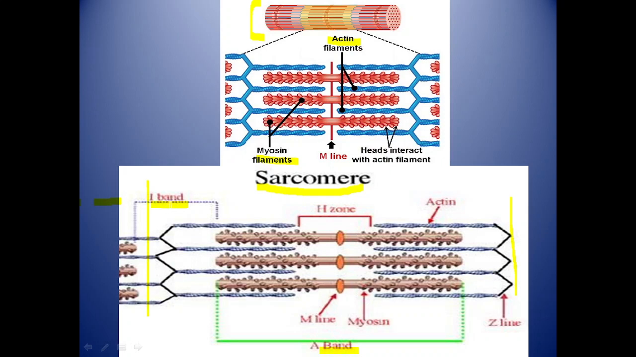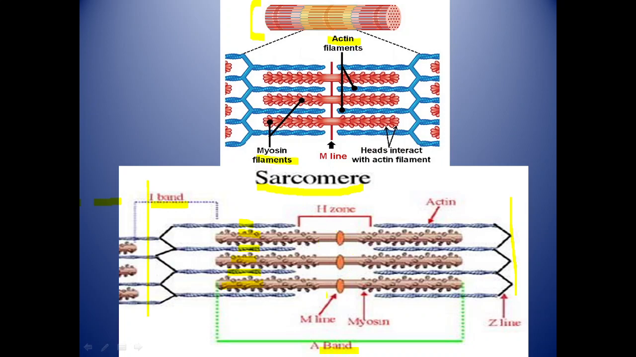Now, the I band, the lighter colored one, is mainly made up of actin filaments, which are comparatively thinner. These are thin filaments. The A band, which gives us a dark shade, is mainly made up of myosin filaments, which are thicker. A portion of the myosin is overlapped with actin. Myosin and actin overlap, so obviously it will give a dark appearance.